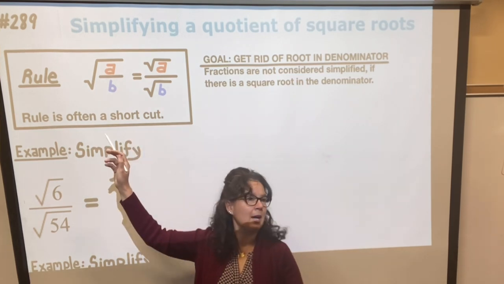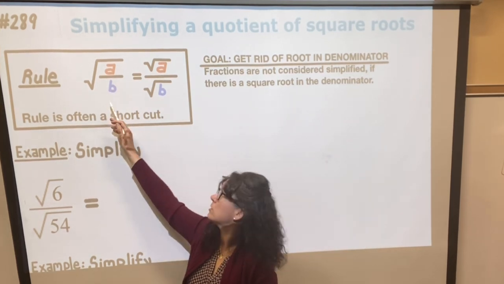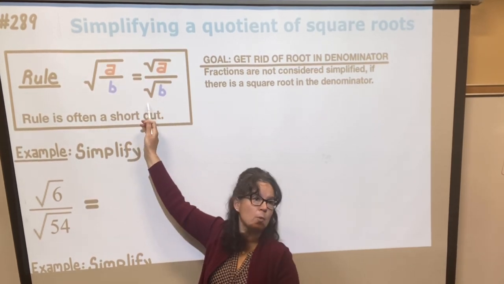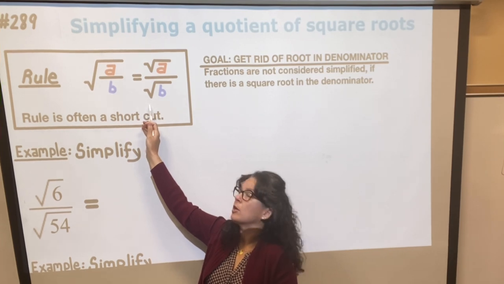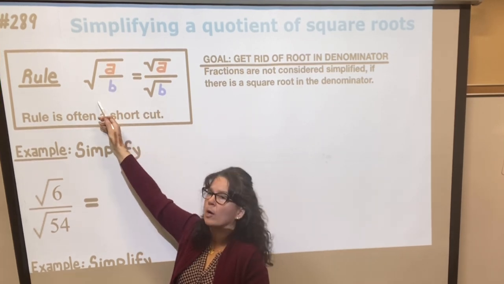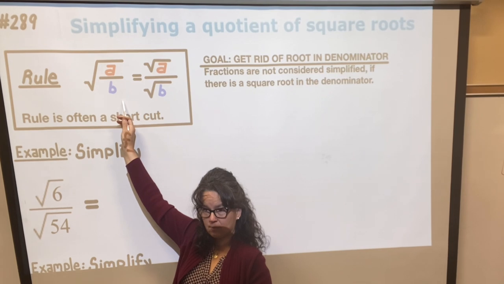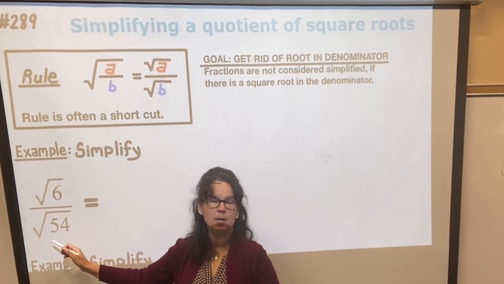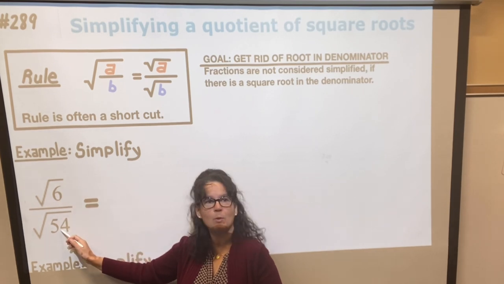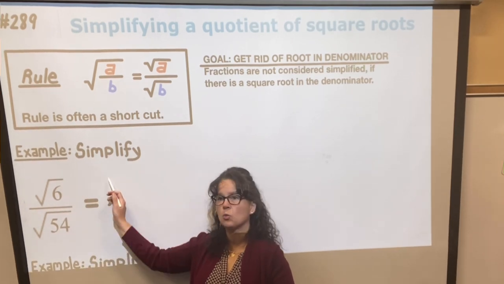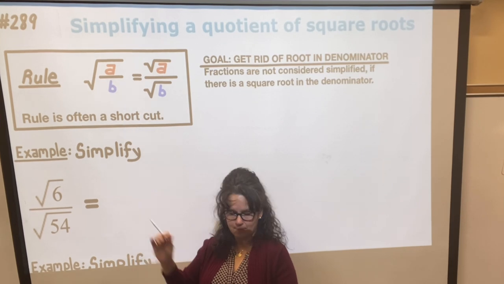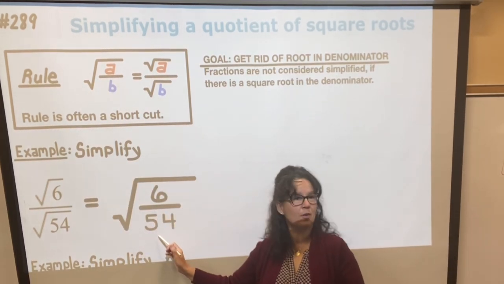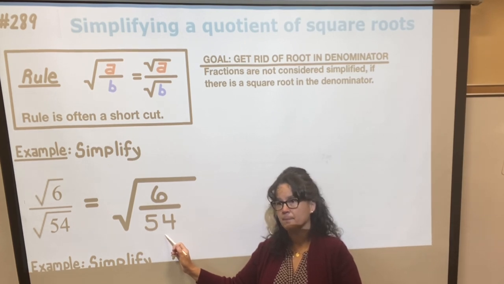So a shortcut that can sometimes be used is this property. If you have a square root over a square root, you can rewrite it as the square root of just the fraction, and vice versa. In this particular one, I want to rewrite this underneath just one square root. So I'm going to have the square root of 6 over 54.